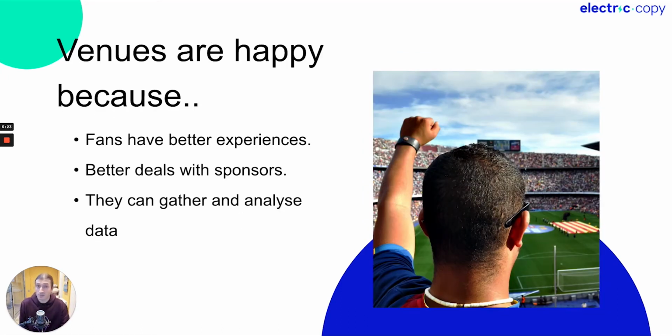The venues themselves are happy because, first of all, their fans are having an experience that they wouldn't have at other sports venues. They're also happy because they get better deals and better relationships with their sponsors, and presumably it means they can charge their sponsors more money. Lastly, they can also use these photos to gather and analyze data from the crowd. For example, they can look to see what food people are eating in the crowd, and then use that information to make decisions about what food they're going to sell at the venue.